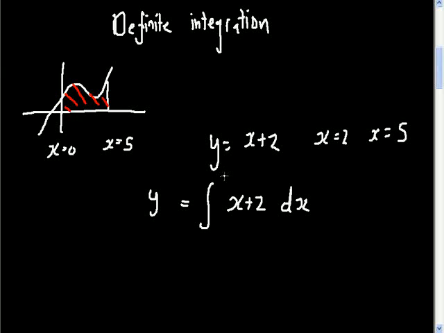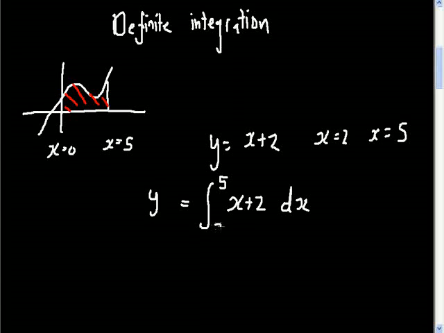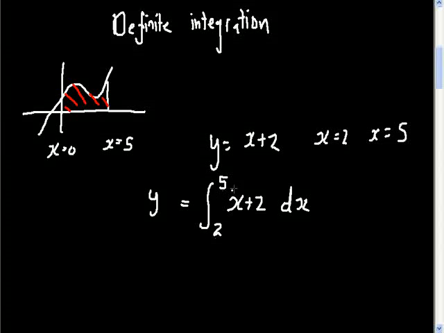Okay, and you've got to put the furthest point to the right on the x-axis on top, and the other point at the bottom. So the furthest x point on top and the other point at the bottom. All right, and then you would integrate as normal this function x plus 2.